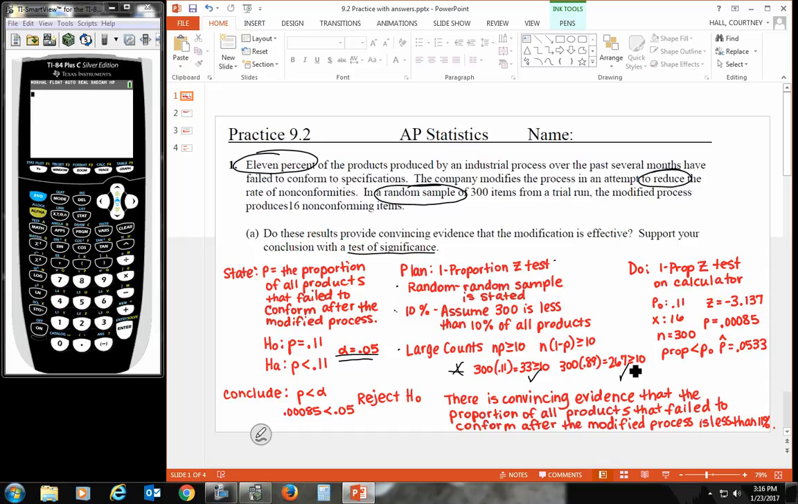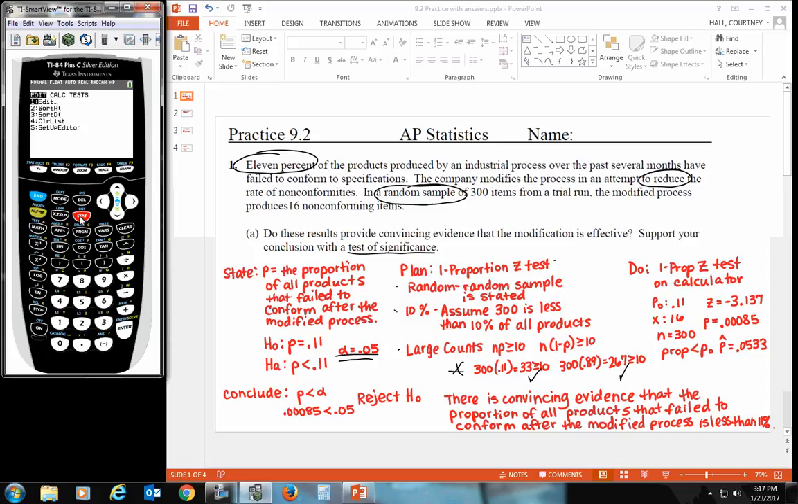If you wanted to work it out by hand, then you would need to show the work for the z-score, and then you would either need to tell them you're going to look up the z-score on the table, or you would do normal CDF on the calculator, but you have to somehow show the work that you're doing in the do portion of your state plan do conclude.